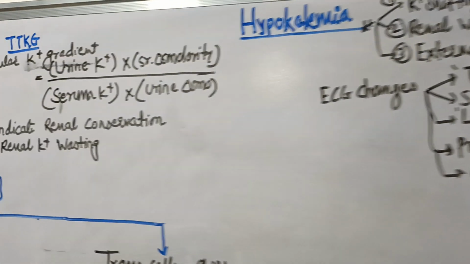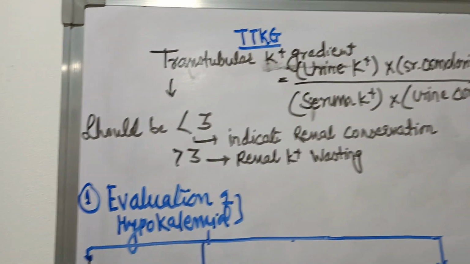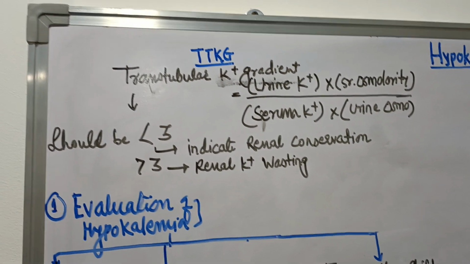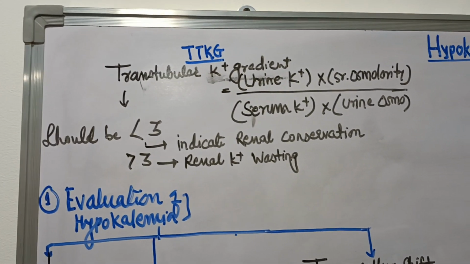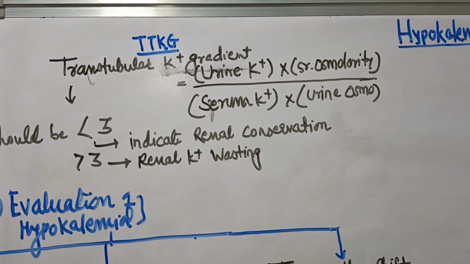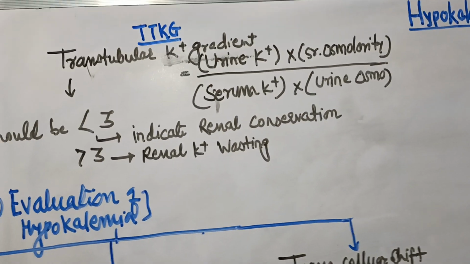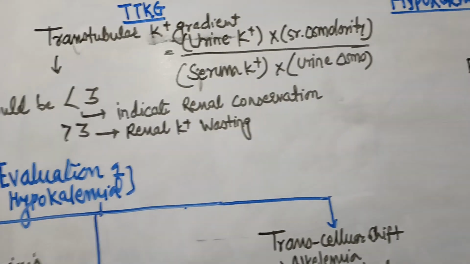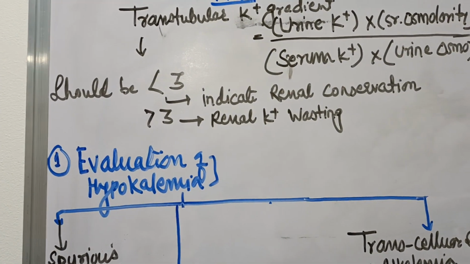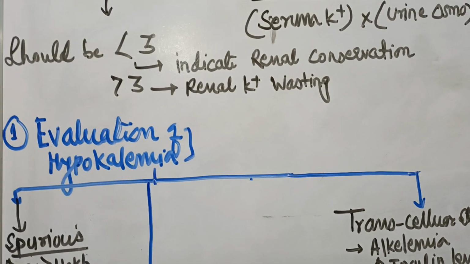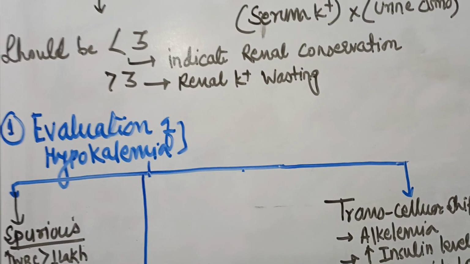There is one concept called transtubular potassium gradient, which is very important in cases of hypokalemia in ICU. Transtubular potassium gradient is the ratio of urine potassium times serum osmolarity divided by serum potassium times urine osmolarity. It should be less than 3, which indicates renal conservation of potassium. If it is more than 3, it indicates renal wasting of potassium.